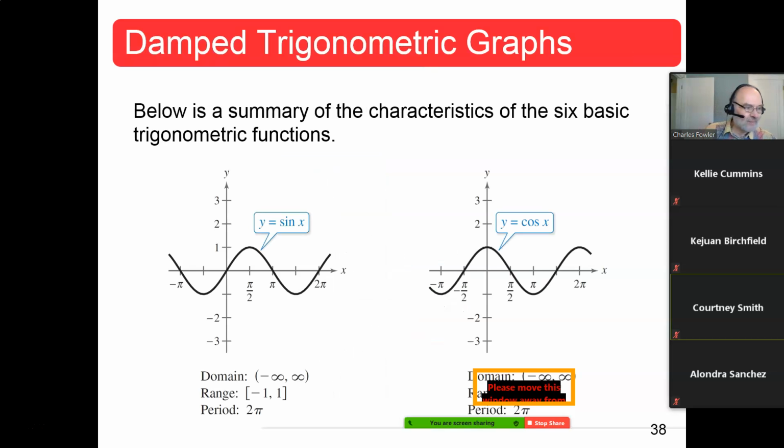So now we're on sort of the summary. That was example 6. We got it done. Now we're sort of doing a summary. Below is a summary of the characteristics of the 6 basic trig functions.